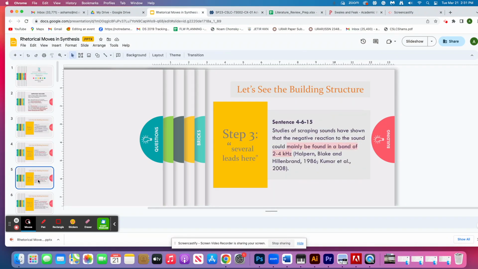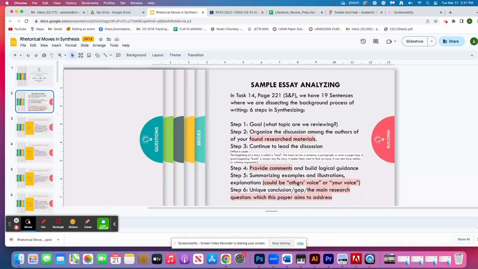Now step 3, several leads. Now what is a lead? The way we begin a discussion, the way we continue a discussion. A lead could be a sentence, a paragraph, or even a page. So in short, it's the way we begin a topic. It could be an additional argument, it could be a similar or refuting argument. That depends. Now we'll see where we have step 3 in the 19 sentences we have in this essay.